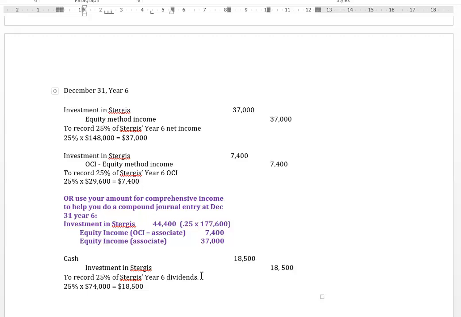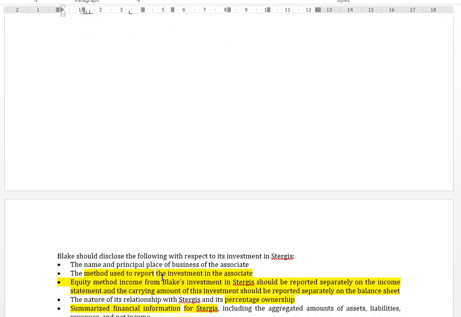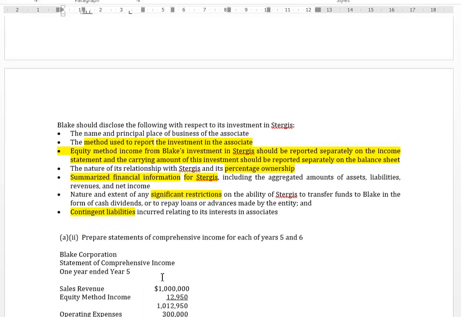Because that dividend receivable is a current asset, right? So if it was the case that it was declared and wasn't yet paid, you would still credit the investment in Sturgis. But if it was only declared and not paid, you'd be debiting a dividend receivable, right? If you're Blake. Okay. So now, the next thing I ask you to do is to disclose.